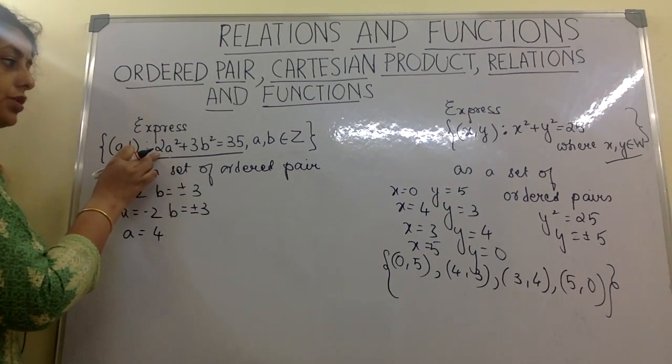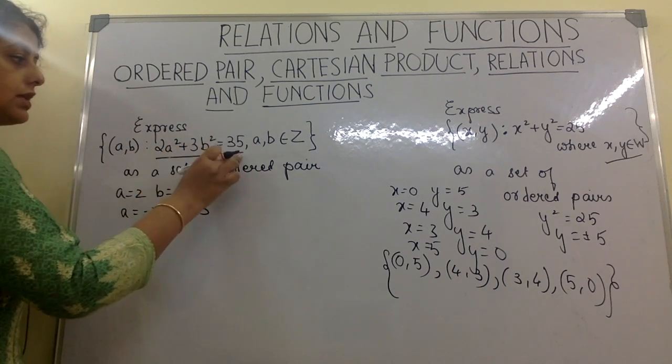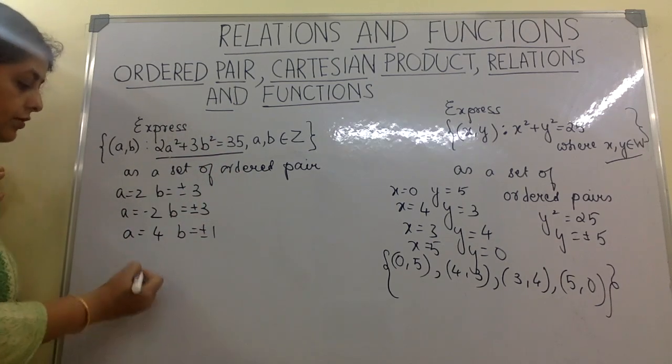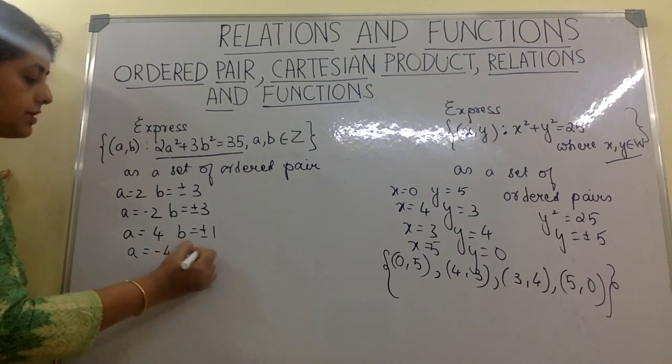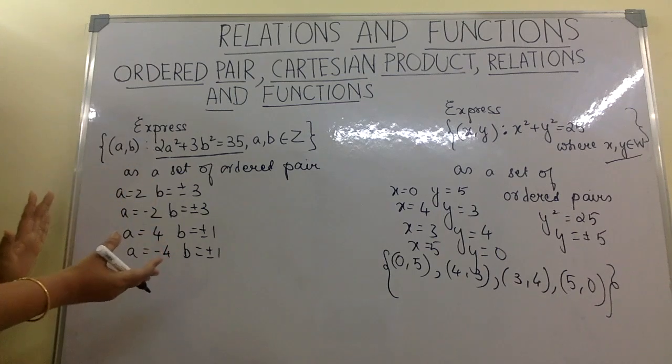16 into 2, 32. 32, if I subtract from here, it gives a 3. This 3 divides it. B is equal to plus minus 1. If A is minus 4, even then B is equal to plus minus 1. So how many ordered pairs am I getting in this set?